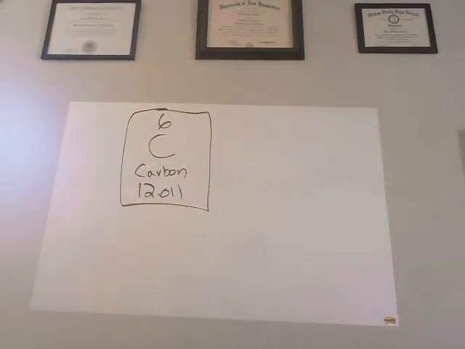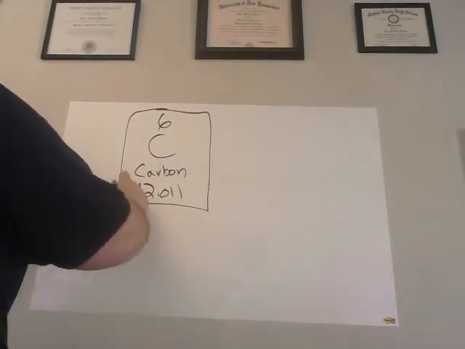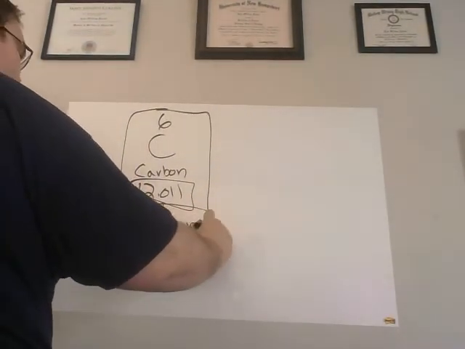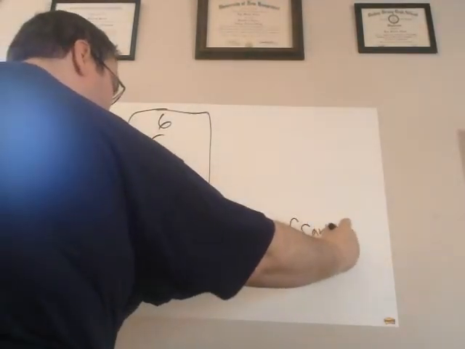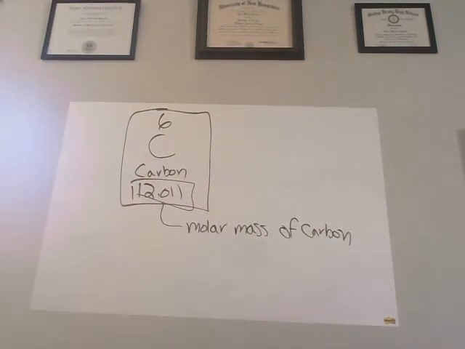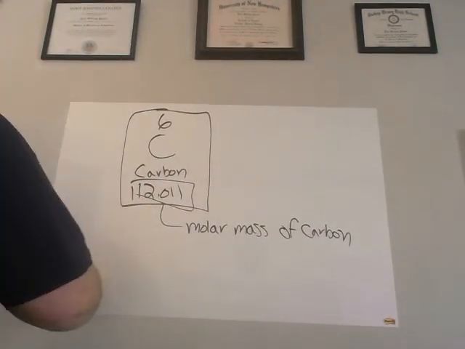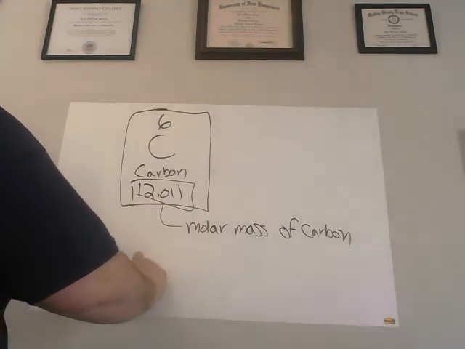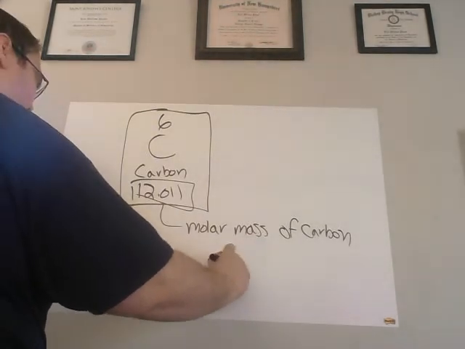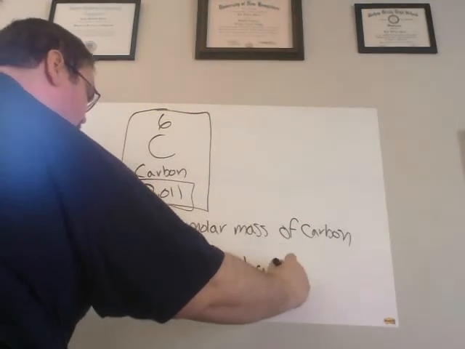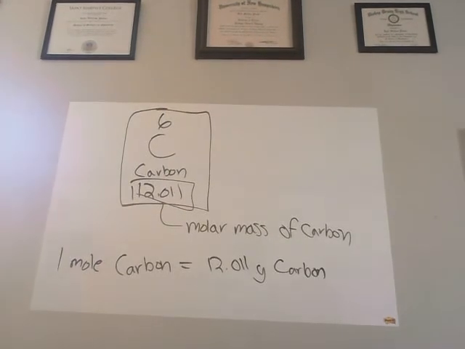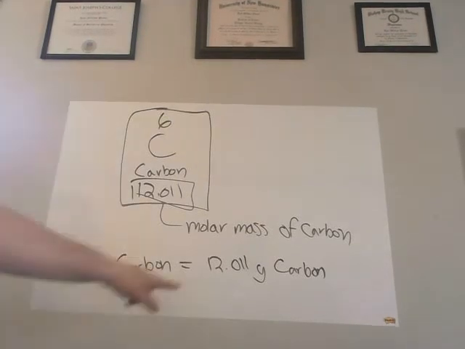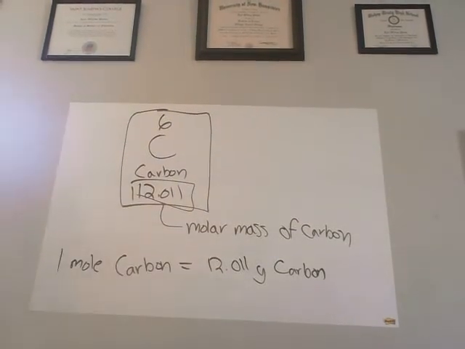So imagine you see that on your periodic table. This is the molar mass of carbon. And what that means is that 1 mole of carbon equals 12.011 grams of carbon. So we know that if I need a mole of carbon, and I need to put that into my chemical reaction, I need to measure out 12.011 grams of carbon.